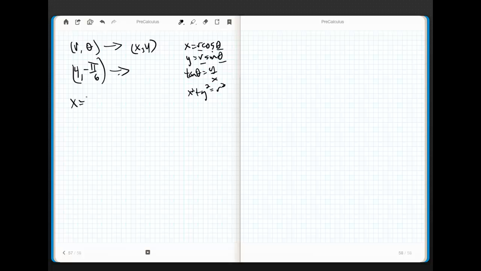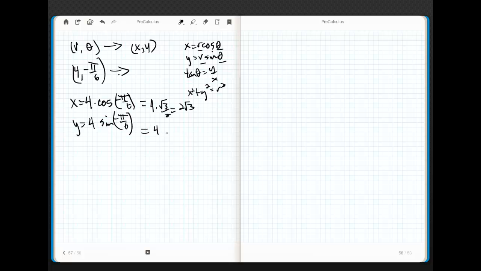I know that x is going to equal 4 times cosine of negative pi sixths, and y is going to equal 4 sine of negative pi sixths. Right? So let's see. What was negative pi sixths again? For cosine, you remember it's root 3 over 2, right? It's positive root 3 over 2, so x is equal to 4 times positive root 3 halves, affectionately known as 2 root 3.